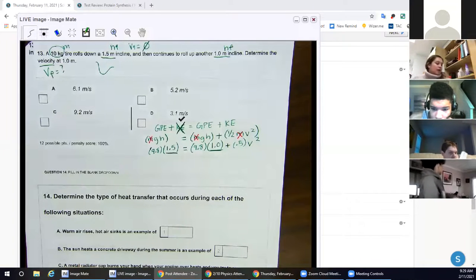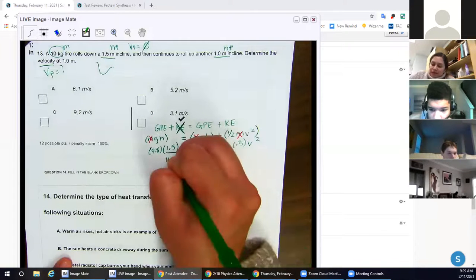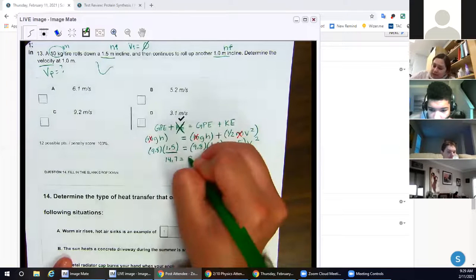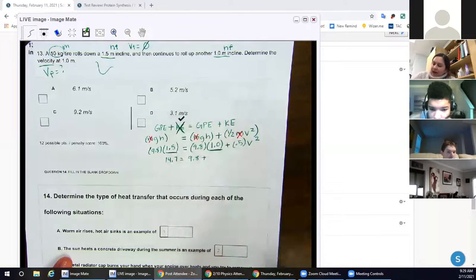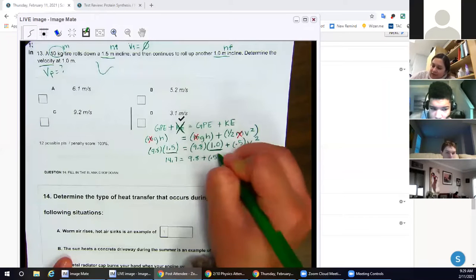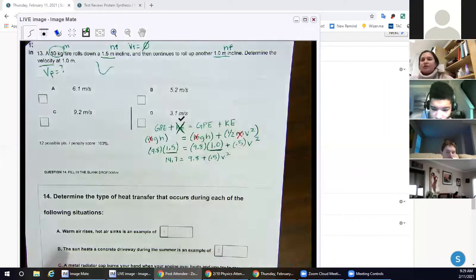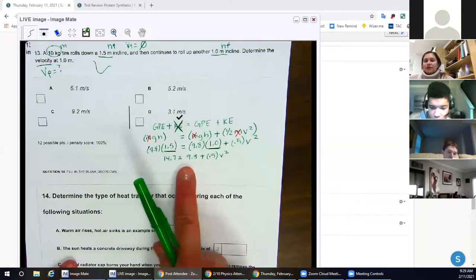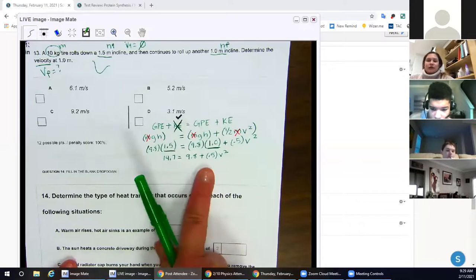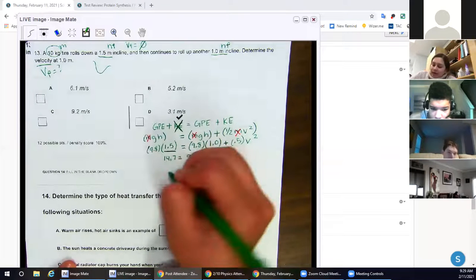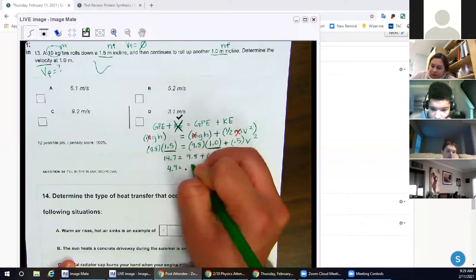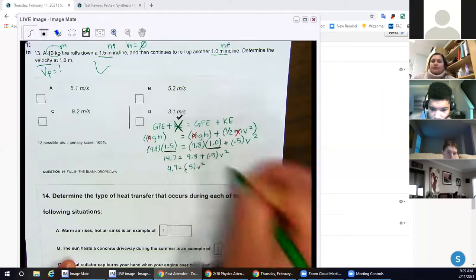So 9.8 times 1.5, that's the same thing as 14.7. 9.8 times 1, that's still 9.8. And you're adding that to 0.5 v squared, which is what you're solving for. Now you're going to subtract that 9.8 because it's being added. You got to do the opposite. So minus 9.8 from both sides. That's going to give you 4.9 equals 0.5 still v squared.